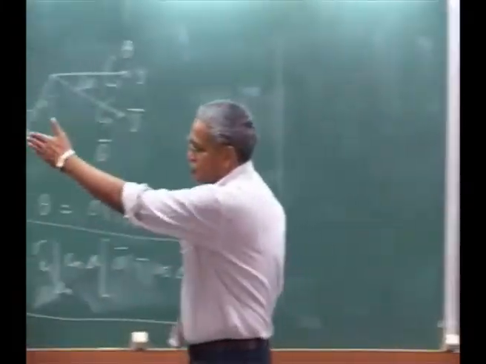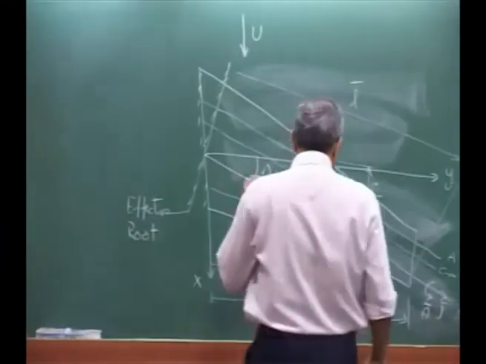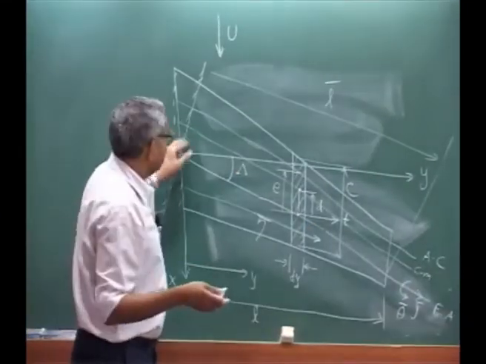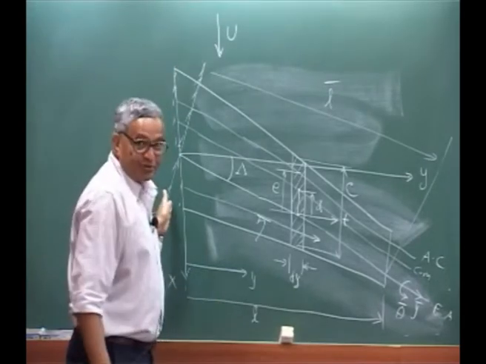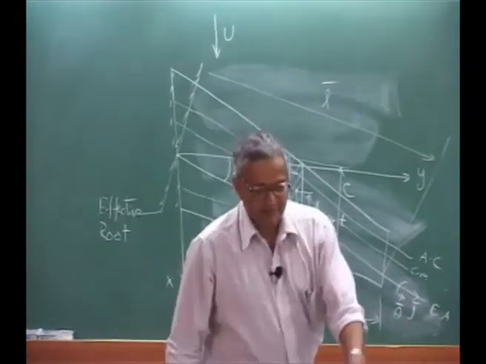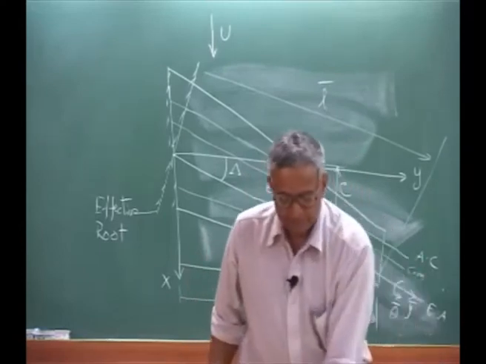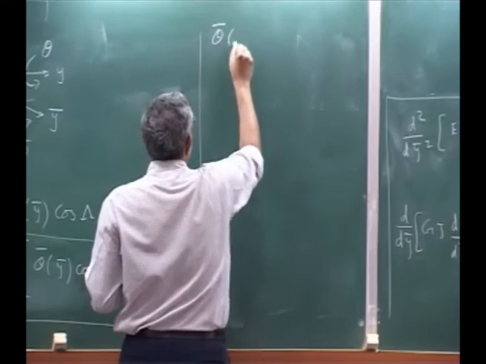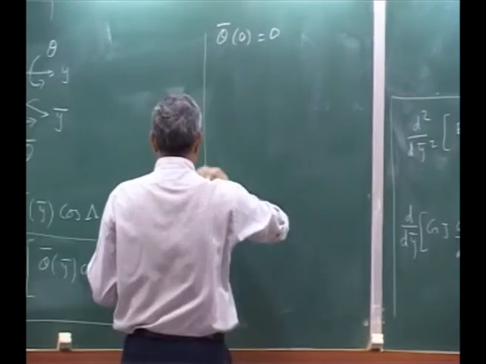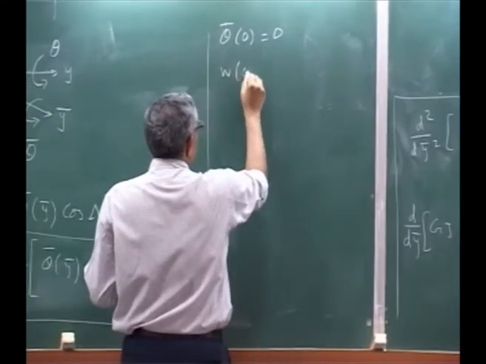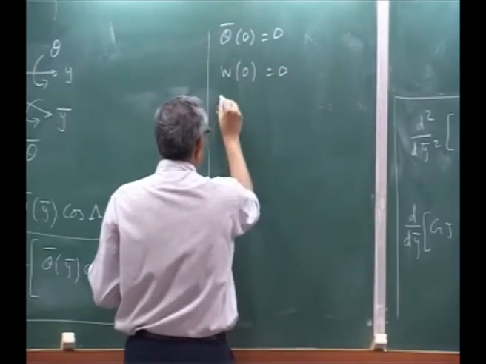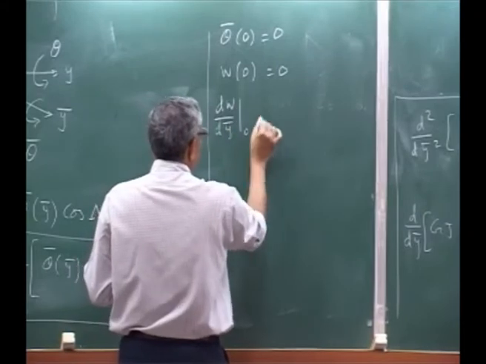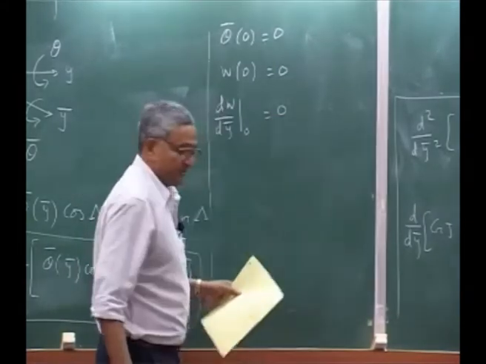The boundary condition is at the root, because the boundary condition is for a beam which is twisting and bending, at the effective root. So at the root, you will have your twist theta bar 0 is 0, and W0 is 0, and dW over dy bar at 0 is 0, because the slope is 0.